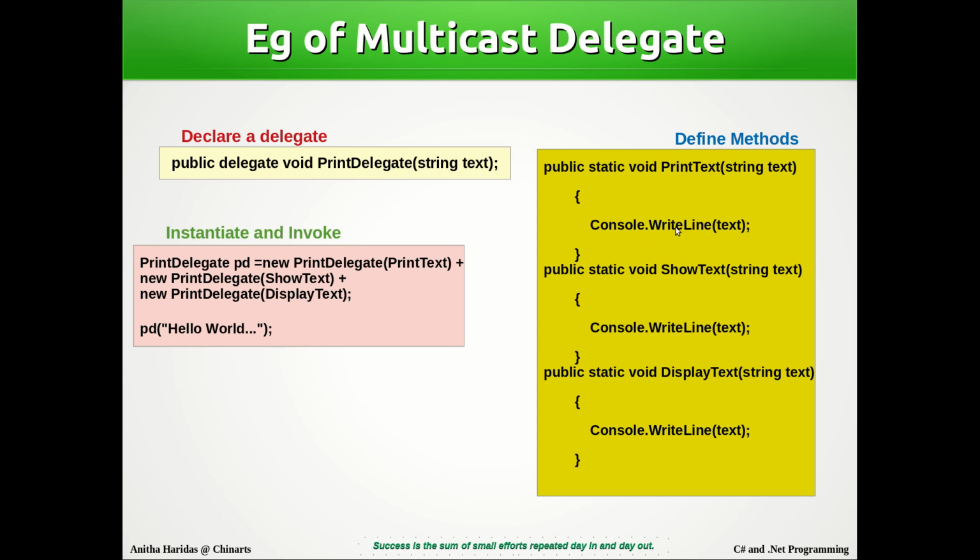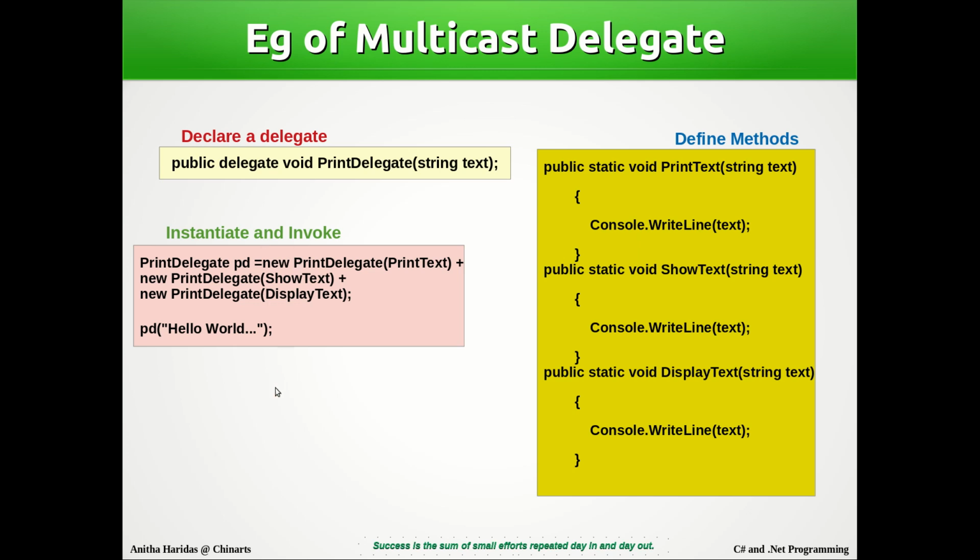So it will display hello world first by the PrintText method. Then again hello world will be printed by the ShowText method, and again hello world will be printed by the DisplayText method. So this is one way of instantiating and invoking the multicast delegate.